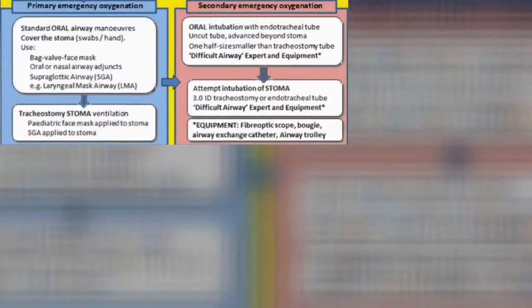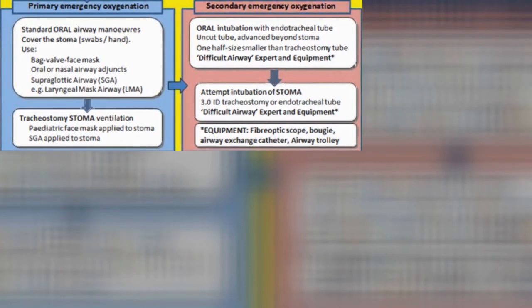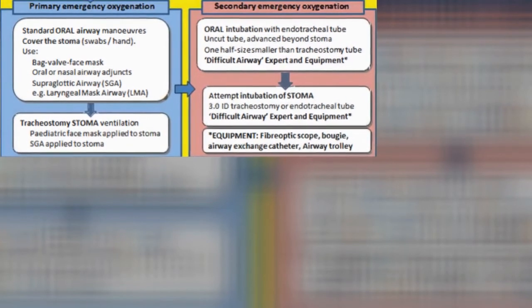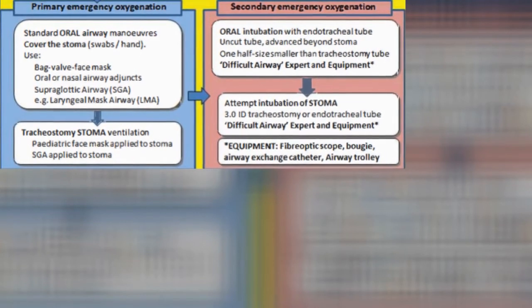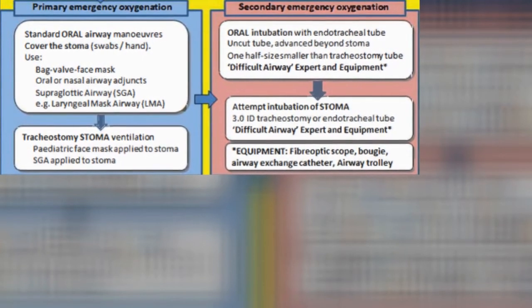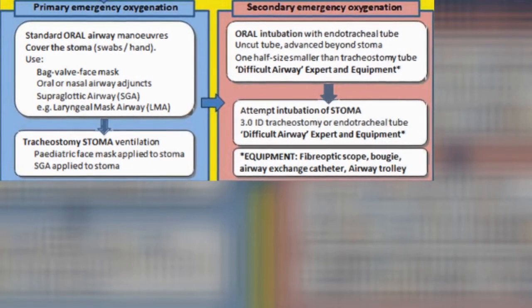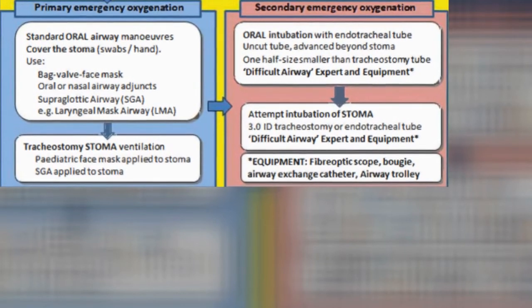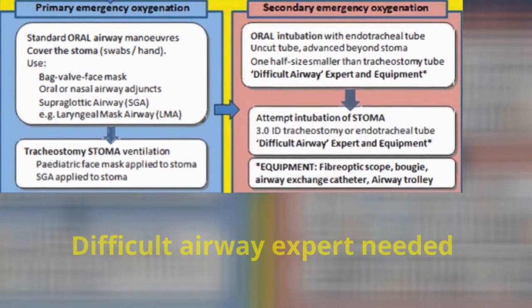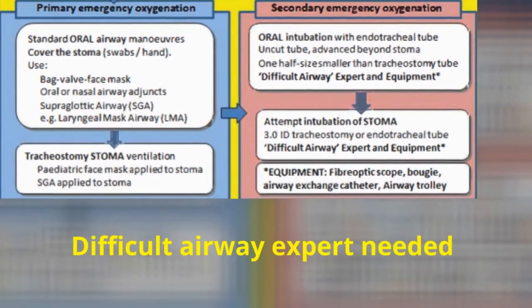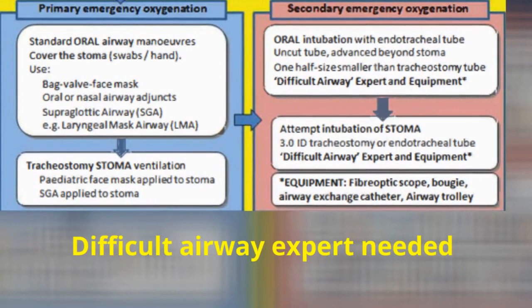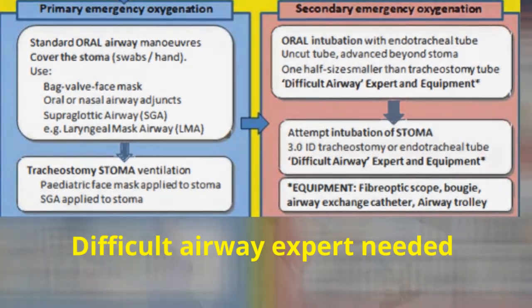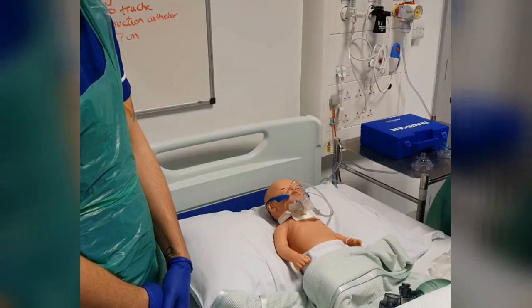What could we use if we didn't have the tracheostomy back in and needed to perform rescue breaths on the patient? We could perform standard airway manoeuvres as they may be appropriate. So if necessary, we cover the stoma either with swabs or with a hand and use a bag valve mask over the face, oral or nasal airway adjuncts such as a Guedel, or a subglottic airway device, for example, an LMA. And then if necessary, we can move on to ventilating the stoma by occluding the mouth and using a small face mask to ventilate the tracheostomy stoma. That's correct.